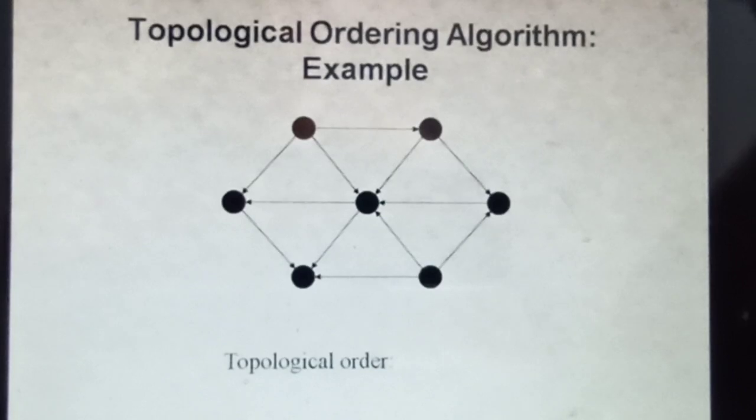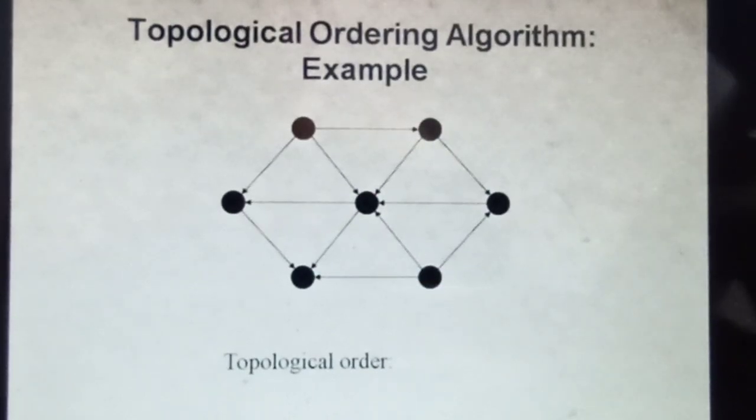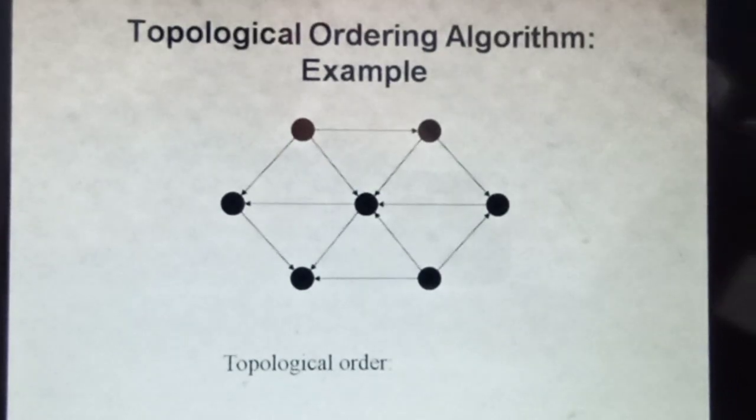We will take this example here, then you will understand this. Suppose these are the vertices, and we want to apply the topological ordering on this graph.